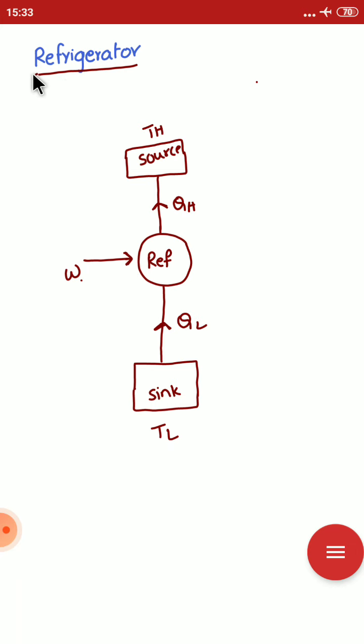That is the function of the refrigerator. The object of the refrigerator is to maintain a low temperature of the body. That is the object of the refrigerator.